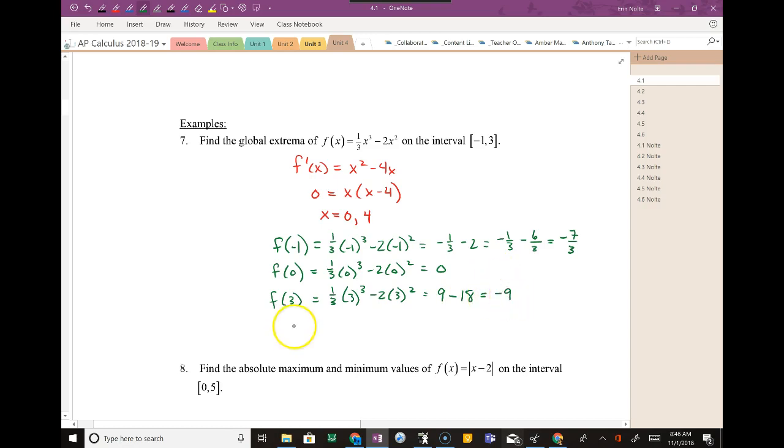-9. Can you tell me where the max occurs? The max is at f of 0 equaling 0, and the min is at f of 3 equaling -9.